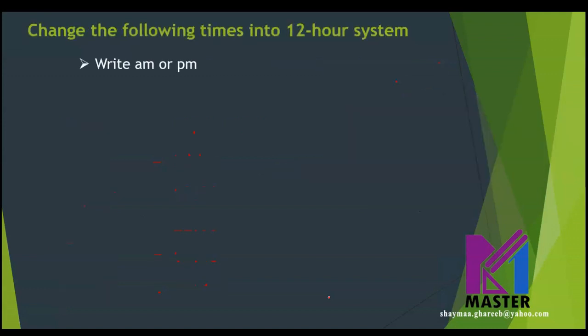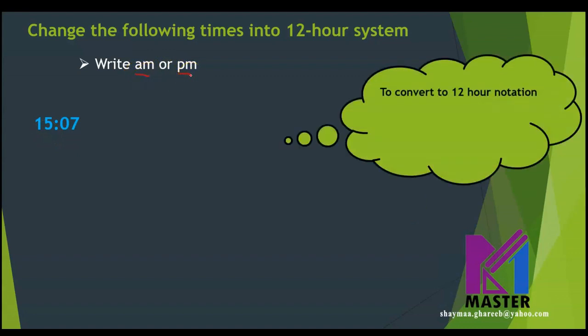Now let's change the following times into the 12-hour system. So first we have to write AM or PM. Look at this number. Is the number of hours more than 12 or not? Yes, it's 15, which means is it in the AM or in the PM? Let's see. To convert to 12-hour format, if the time is 13 or more, subtract 12 hours, then add PM.